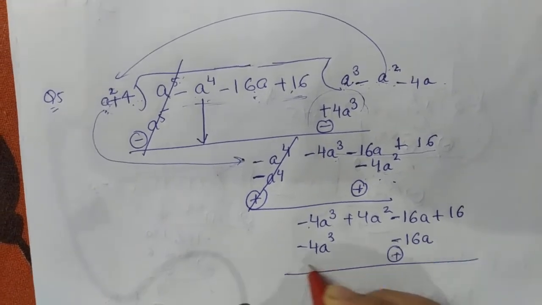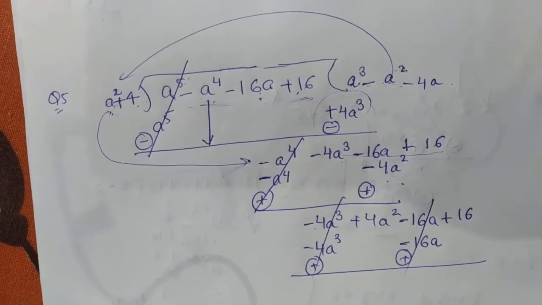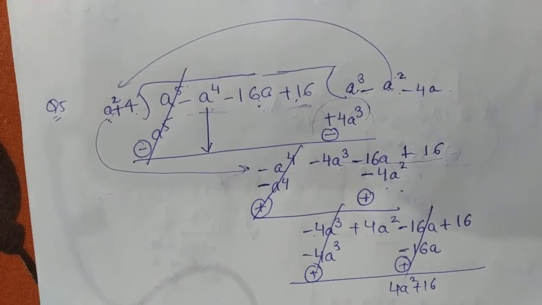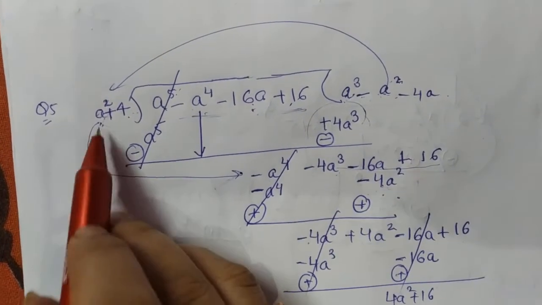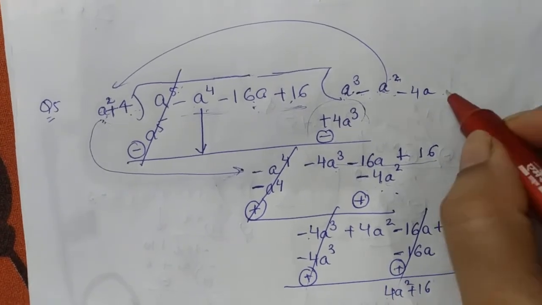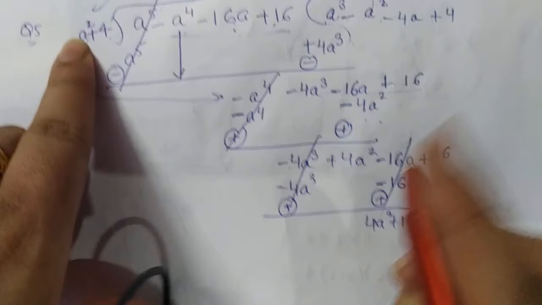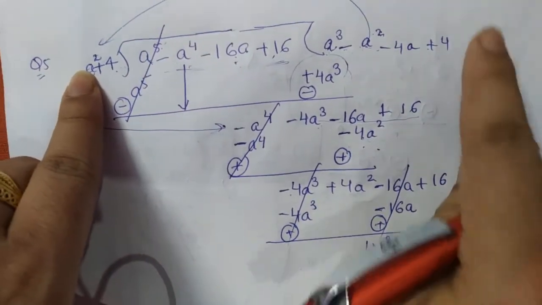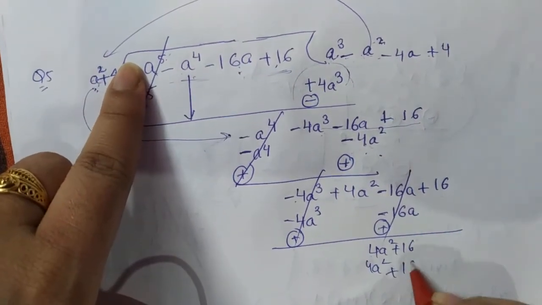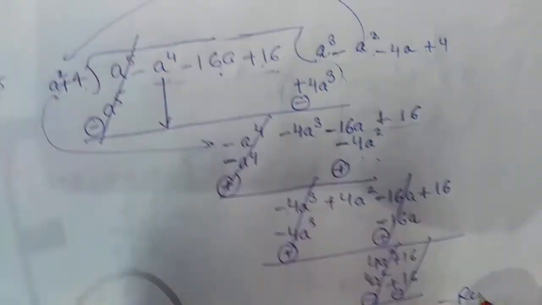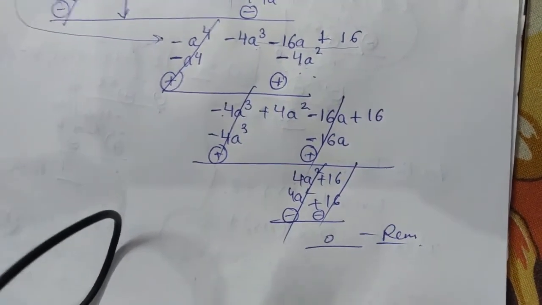When changing the sign, these two terms got cancelled out, and what you are left with, 4a square and plus 16. Still it can be solved further. From a square you have to go to 4a square, so I am going to select the number plus 4. Now see, 4 into a square, 4a square, 4 into 4 is 16. When you will change the symbols, everything will get cancelled, and this is your remainder, 0.